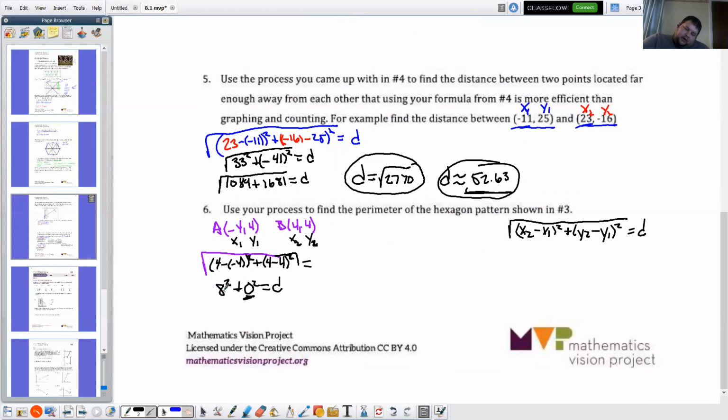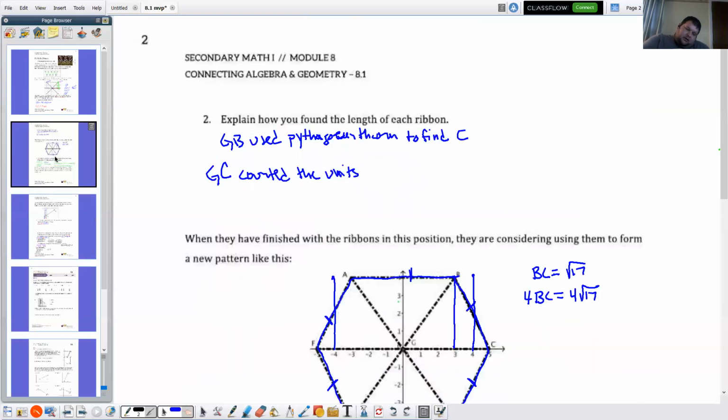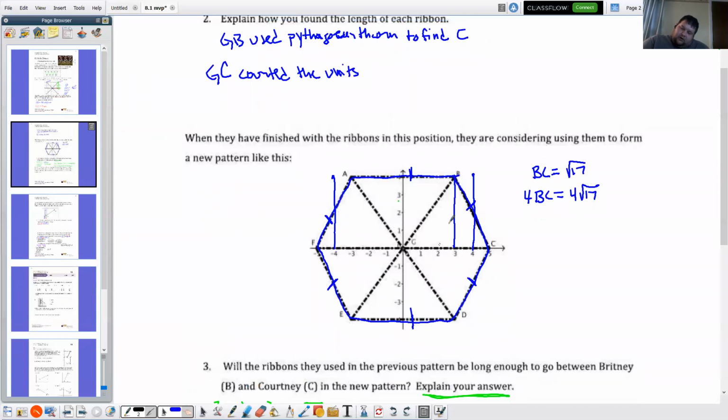So I end up with 8 squared plus 0 squared. 8 squared is 64, plus 0 goes away, equals our distance. Oh, no, it doesn't. The square root of that, there we go. Square root of that equals our distance. So our distance there is going to be 8. So that's our distance for that long segment. Then the distance for these short guys is the square root of 17.